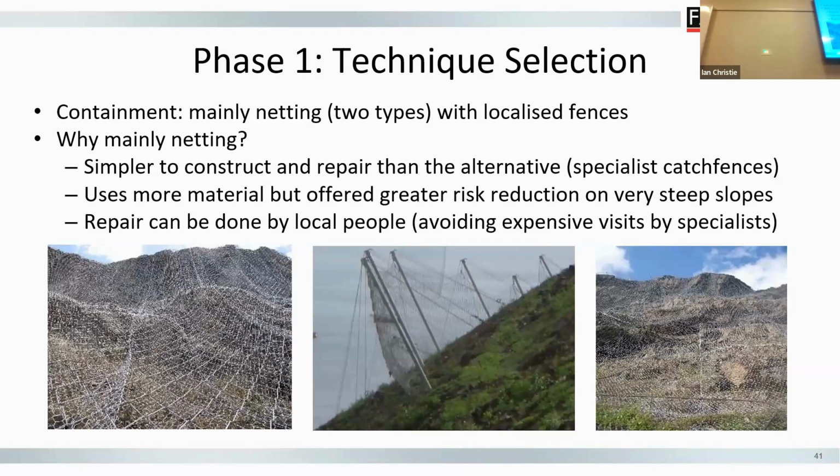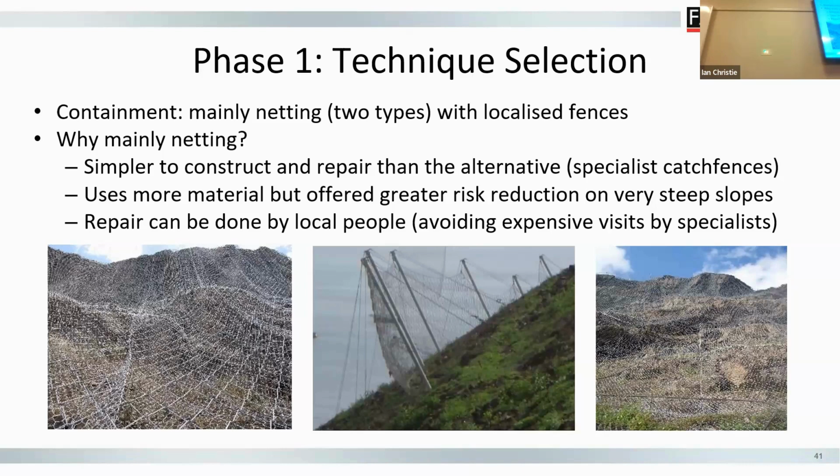So here's just a few photos. We had two types of netting, just a few localised fences on this job. And why did we go for netting? Well, it's quite simple to construct and repair rather than big specialist catch fences. It uses more material, but in this case, because the slopes were so steep, it actually gave us the best risk reduction here. And most importantly, the repairs to the netting could be done by the local people.